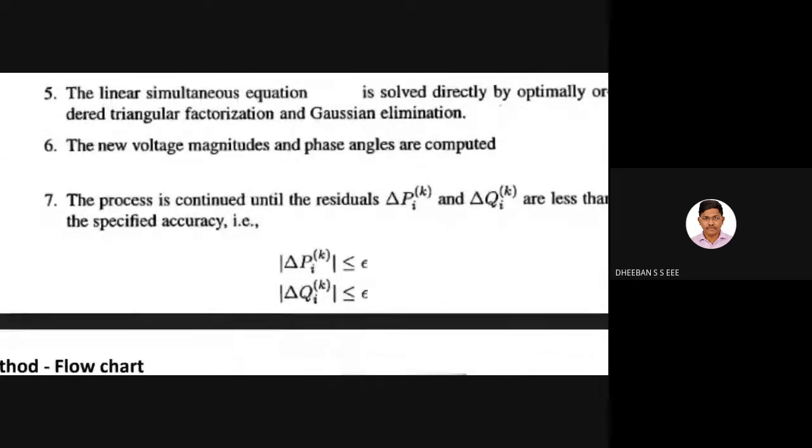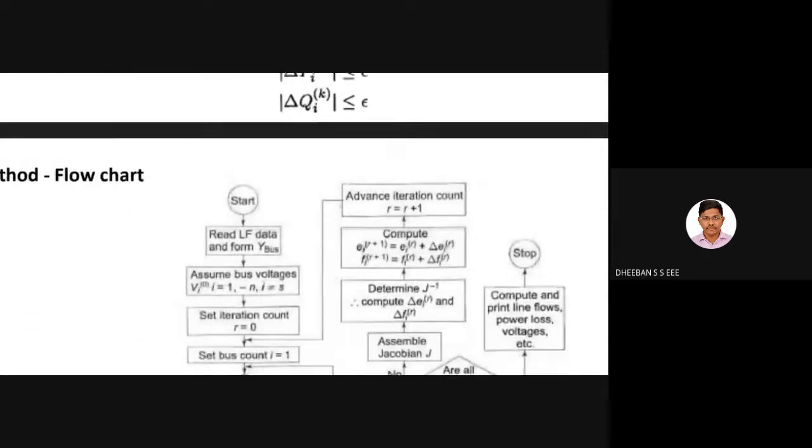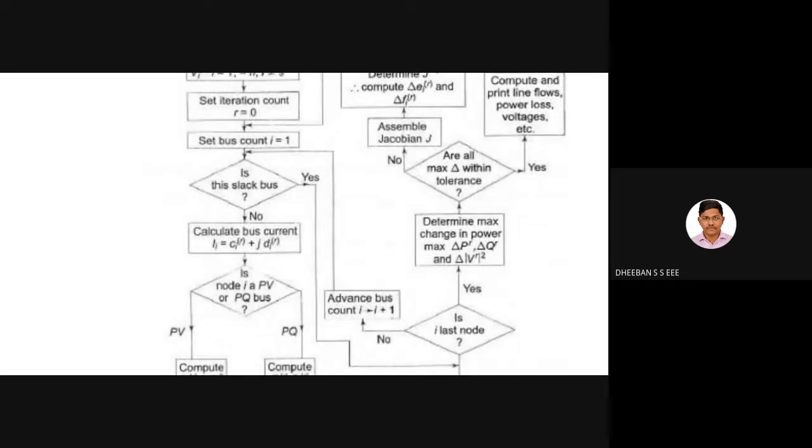What do you have to say? This tolerance value is epsilon. This epsilon must be greater than your del P and del Q. So this del P and del Q you'll be finding, and then you have to check with the tolerance value.